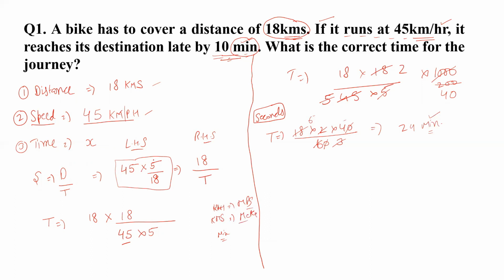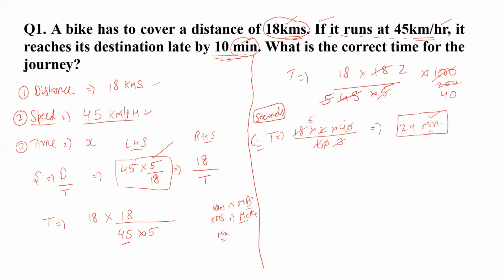So 5 divided by 18 was applied here just to convert the speed into meters per second, and 1000 was multiplied here just for converting this 18 kilometers into meters. So now we are left with the time. This is 24 minutes. But you must remember that this is the conditional time. Why is this conditional time? Because the speed was conditional.